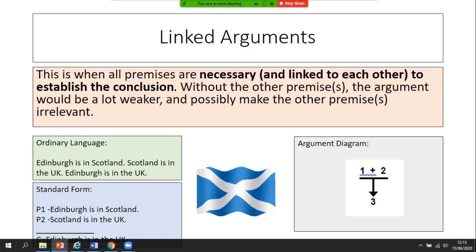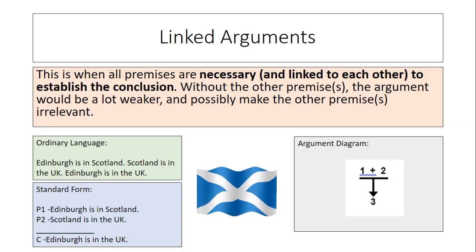So if we only had premise 1, that Edinburgh is in Scotland, we couldn't get to the conclusion that Edinburgh is in the UK, because premise 2 tells us that Scotland's in the UK. If we don't have premise 2, we can't get to the conclusion. So 1 and 2 work together to bring about the conclusion.